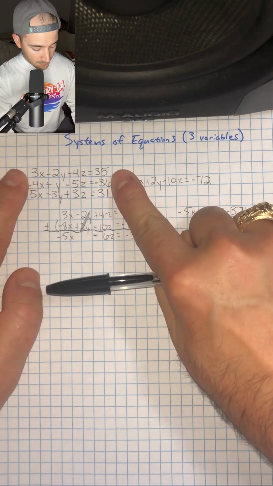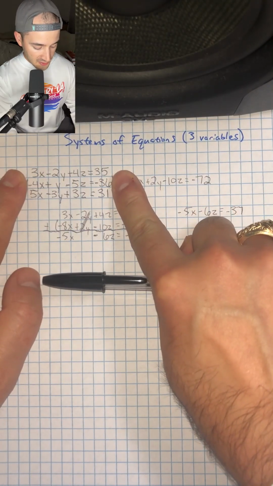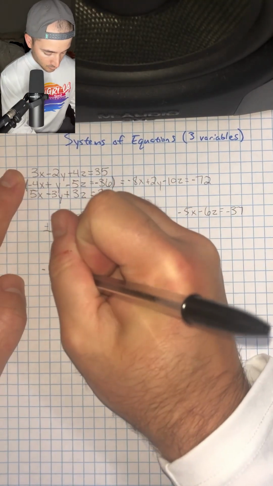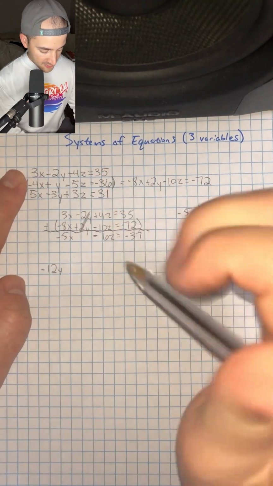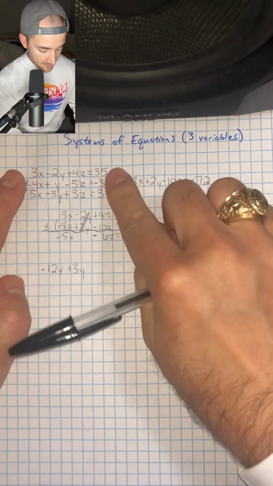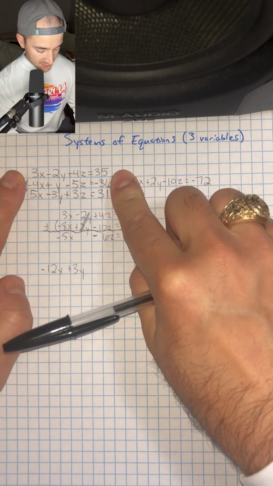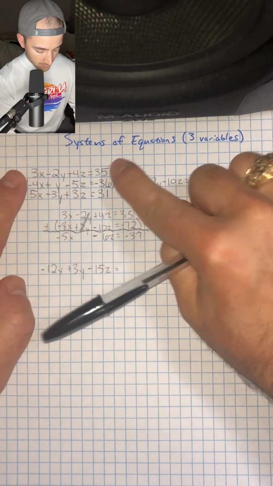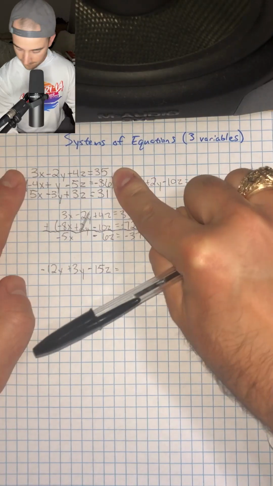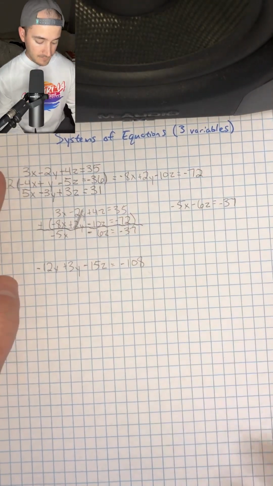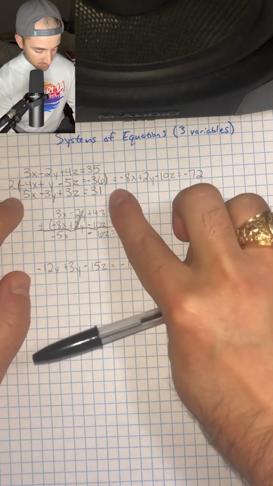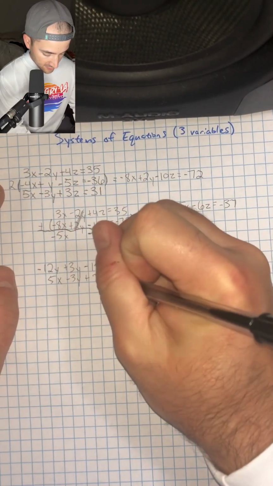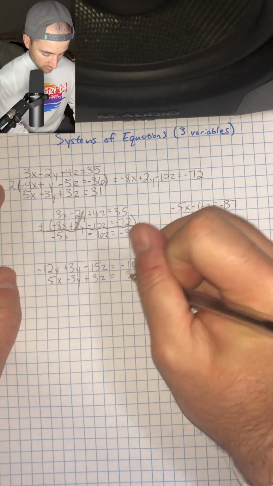So I'm going to go ahead and multiply our original second equation by 3, okay? So negative 4x times 3 is negative 12x. Y times 3 is plus 3y. Negative 5z times 3 is negative or minus 15z. And then that's equal to negative 36 times 3, which is negative 108. Now, we're leaving our third equation the same, so I'm going to copy it down. So 5x minus 3y plus 3z is equal to 31.